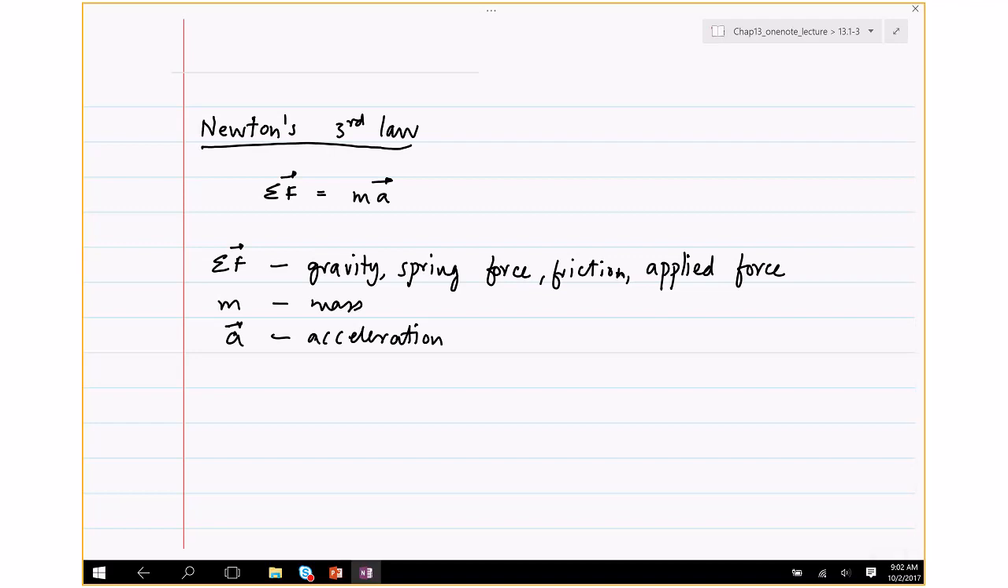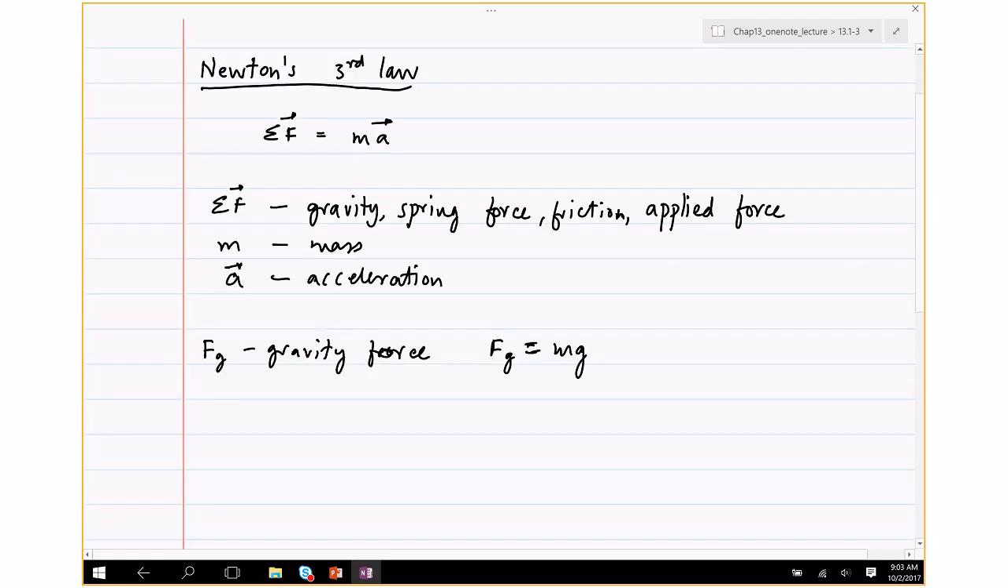Okay, Fg is, let's say, the gravitational force. Then Fg is given as mass times gravity, where G is a constant, right? It is 9.8 meters per second square, or you could also write it in the foot-pound system, which is 32.2 feet per second square.